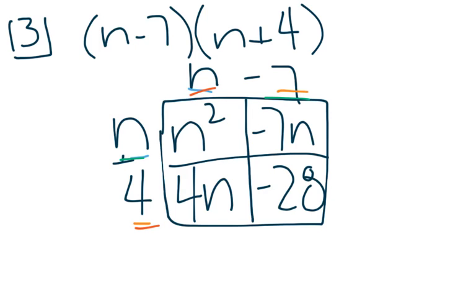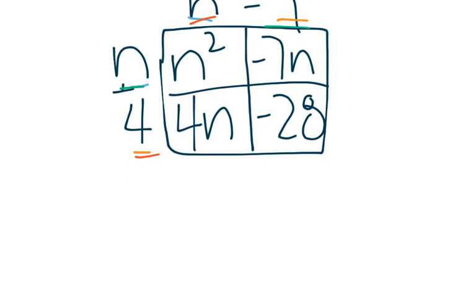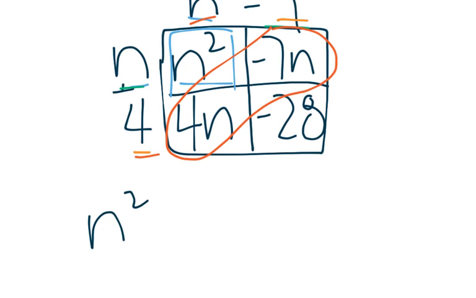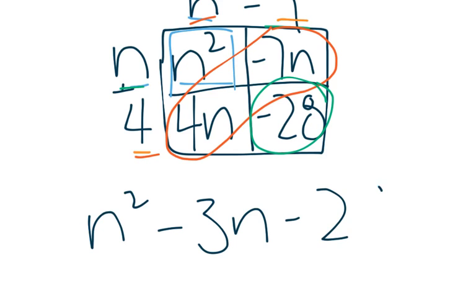So what we're going to do is write it in order from biggest exponent to smallest exponent. So we're going to start off with this one, the n squared. So we're going to write n squared, and then we are going to combine our like terms. So 4n minus 7n, that's negative 3n. And then we're going to do our last box, negative 28. And this is our final answer.